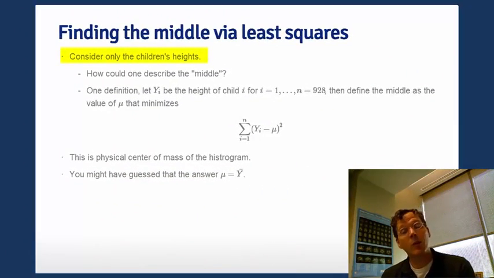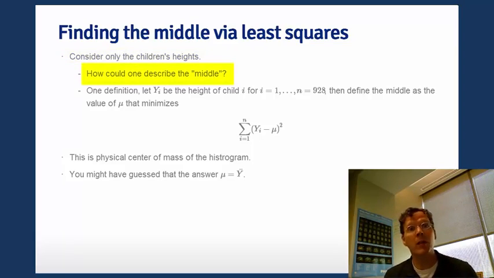So consider only the child's height. Forget for the moment about using the parent's height to predict the child's height. We just want to find maybe the best prediction of the child's heights without any other information. Well, probably the best predictor would be the middle, and how could one define the middle? Well, let's give one specific definition.